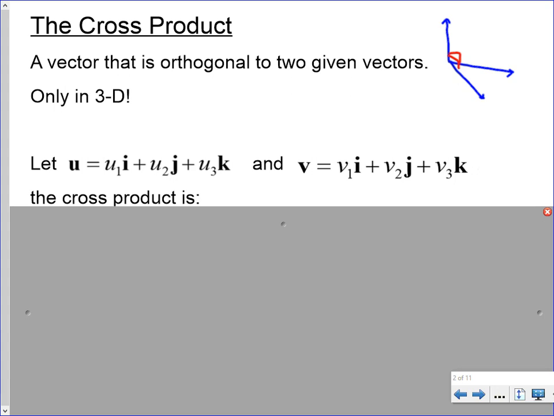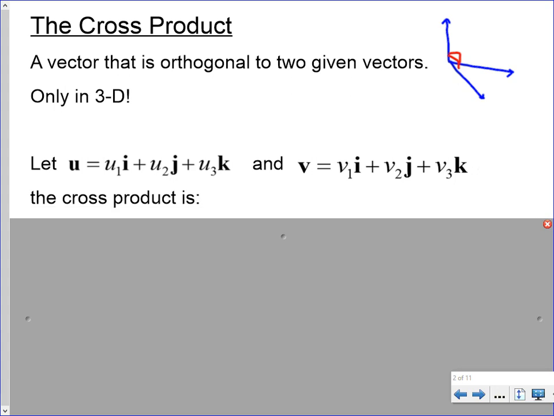So here is some statement. We're going to use the standard unit vector notation for u and v. So we're going to let u be u sub 1 i plus u sub 2 j plus u sub 3 k. And v will be v sub 1 i, v sub 2 j, v sub 3 k. In component form, you could think about those vectors like u sub 1, u sub 2, u sub 3, and v would be v sub 1, v sub 2, v sub 3.